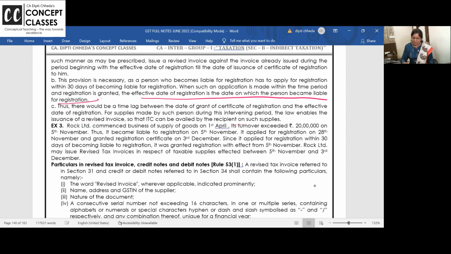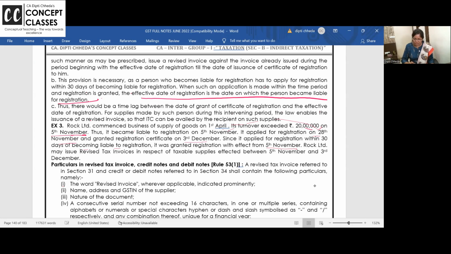Rock Limited commenced business on 1st April. Turnover exceeded 20 lakhs on 5th November. Thus, it became liable for registration on 5th November. It applied for registration on 28th November. Superb! 5th November to 28th November, within 30 days, you applied. Thus, it becomes liable to register on 5th November. And it is granted registration on 3rd December. Since it applied for registration within 30 days, it was granted registration with effect from 5th November.